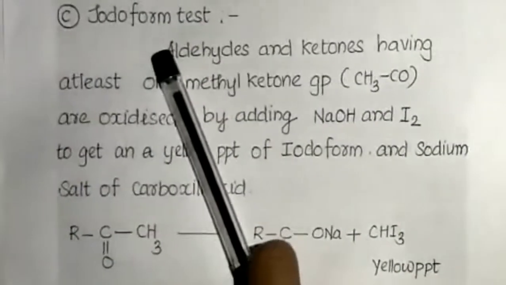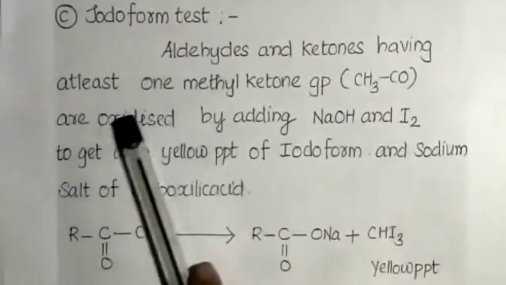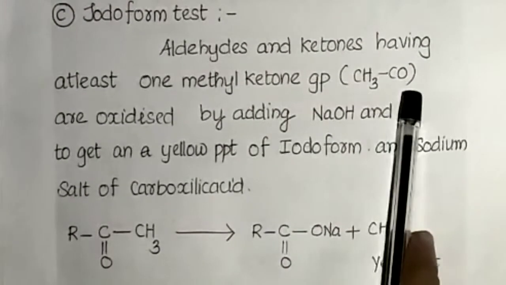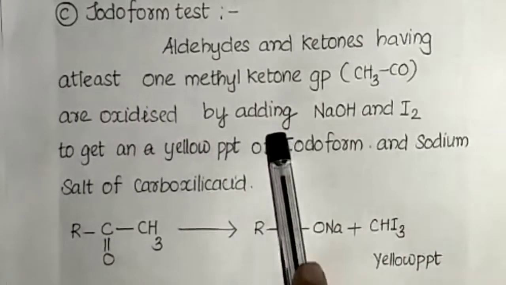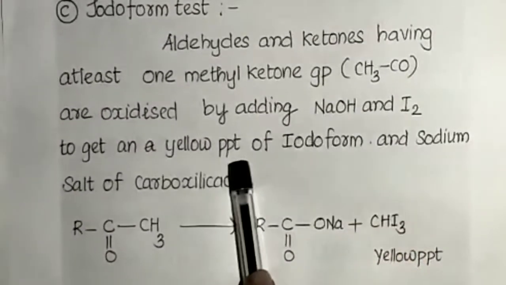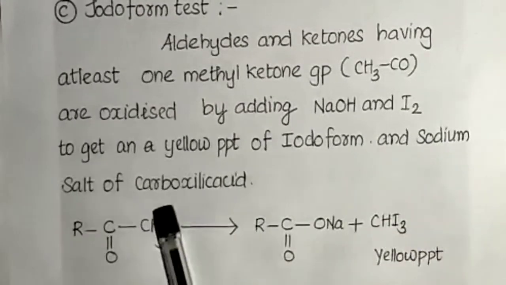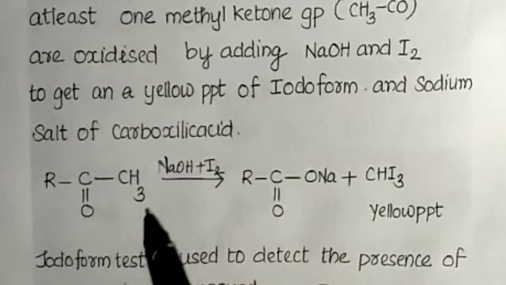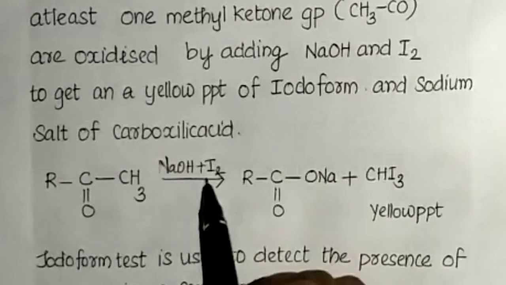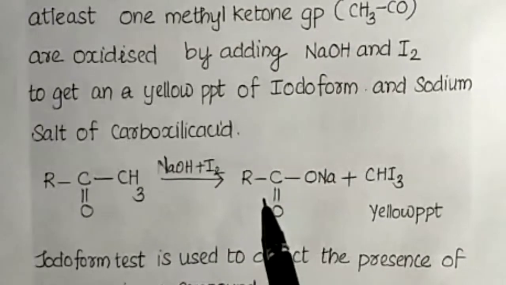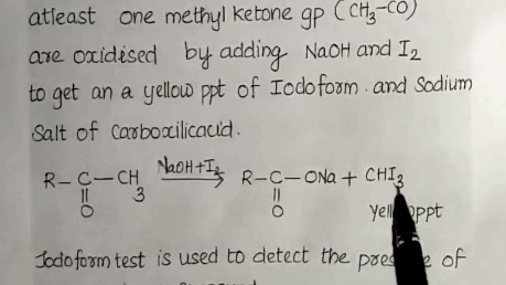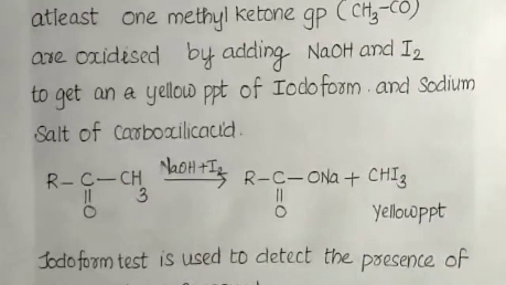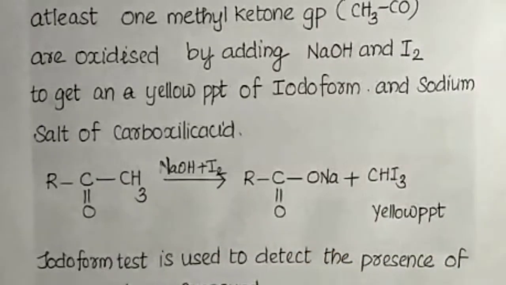Next one is the iodoform test. Aldehydes and ketones having at least one methyl ketone group, meaning the CH3CO group, are oxidized by adding NaOH and iodine to get a yellow precipitate of iodoform and the sodium salt of a carboxylic acid. Here, a CH3CO group is present in the compound which on heating with NaOH and iodine gives the sodium salt of carboxylic acid and CHI3. This is iodoform, a yellow precipitate. So from this we can identify that the given compound consists of a CH3CO group.